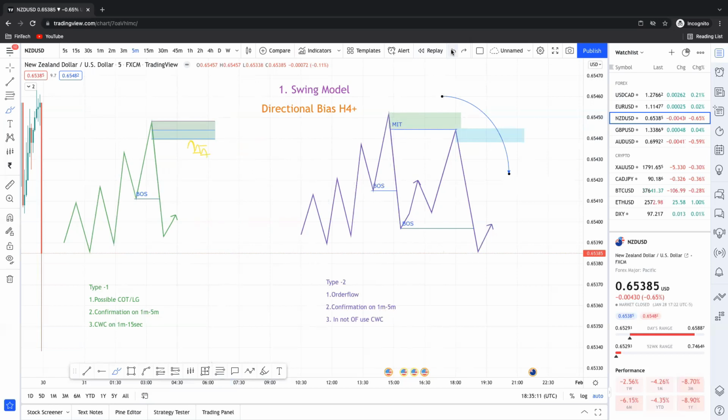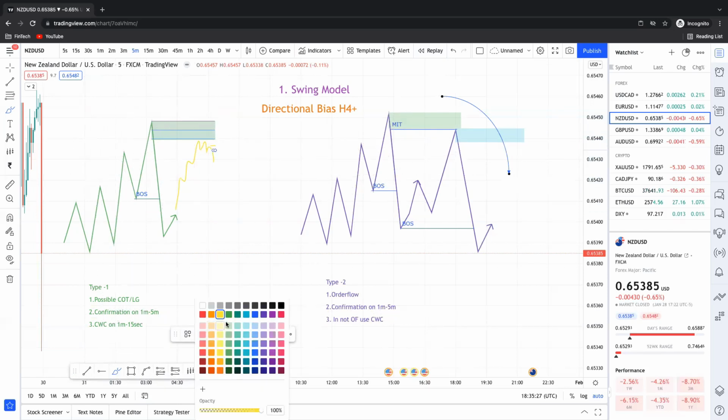So first things first. What we're going to look for here, when the price comes here, is the 1 to 5 minute time frame, right?